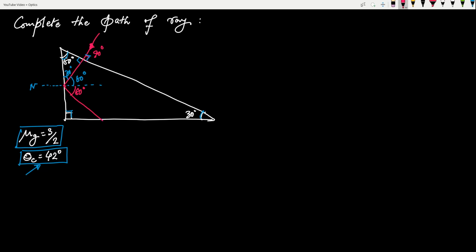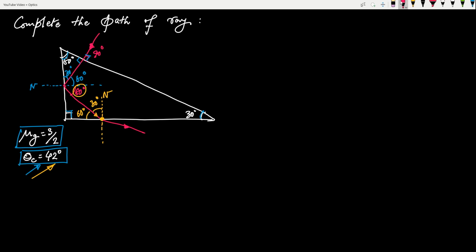Now let's see what's happening. If this is the ray, then this will be the normal here. If this is 60 degree, then this has to be 60 degree, therefore this will be 30 degree. So the angle of incidence on this interface is actually 30 degree, not 60 degree. Don't confuse. Since the angle of incidence on this surface is 30 degree and the critical angle for the glass is 42 degree, the angle of incidence is smaller than the critical angle. Therefore it will not undergo total internal reflection, it will undergo refraction. So the ray will move like this.